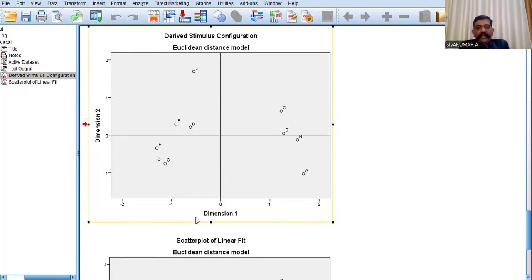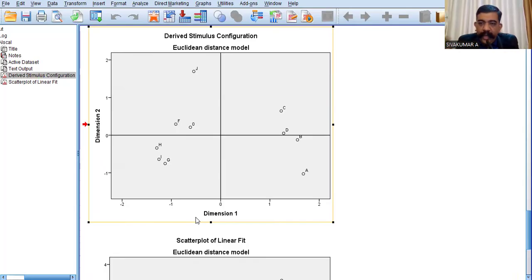Then as far as dimension 1 is concerned, D and B are closer. It is located on one side. Then F and D values are located at the next extreme. As far as dimension 1 is concerned, that is the interpretation. From the graph, you can understand the similarities and dissimilarities between the objects. Here, the objects may be A, B, C, D, like different toothpastes or different cars, etc. Okay, this is the interpretation of multi-dimensional scaling.